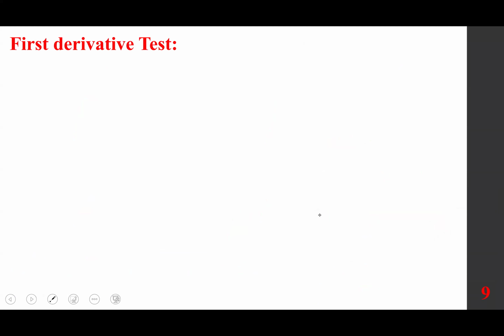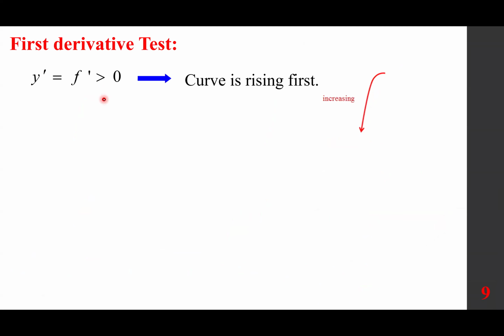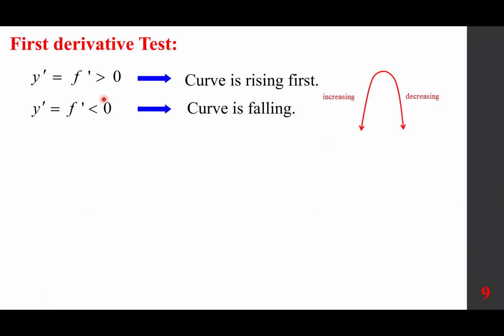What is the first derivative test? Y prime equals f prime larger than 0. As we mentioned, the curve is rising. When it's negative, the curve is falling. As the change occurs from increasing to decreasing, it creates a local max.